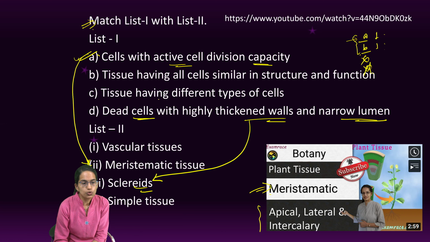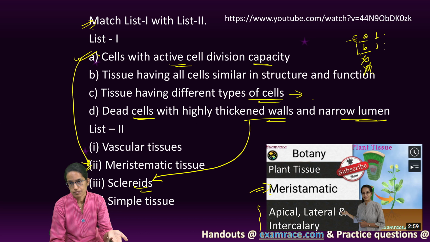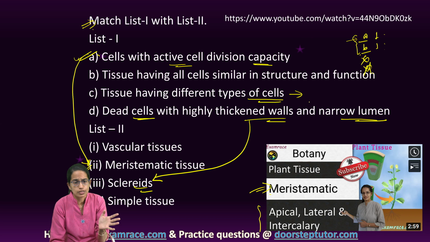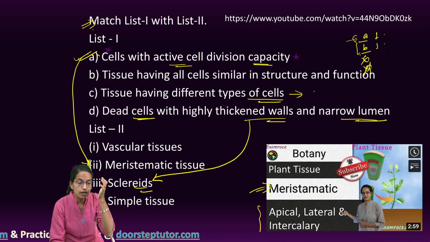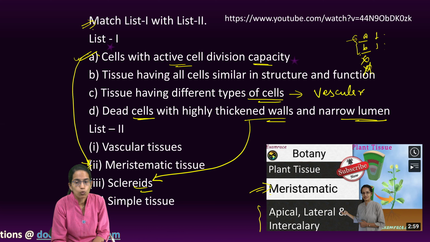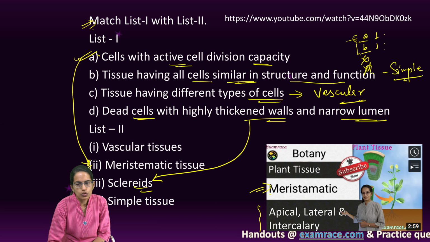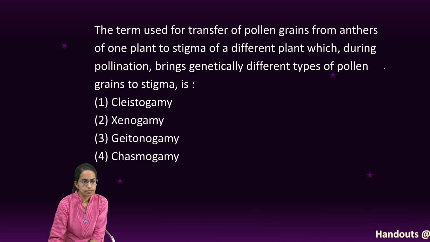Now which tissue has different types of cells? Vascular tissue has xylem and phloem. In xylem you have xylem parenchyma, and in phloem you have phloem fibers, phloem parenchyma, and so on. So tissues which have different types of cells are called vascular tissues. What remains is the tissue having all cells similar in structure and function, which are the simple tissues. Again, a very direct question, I could say, which was asked here.